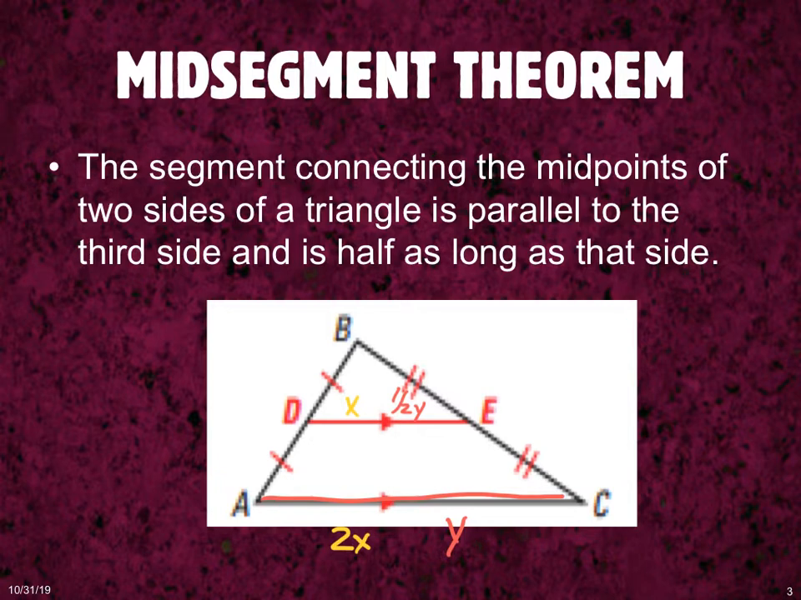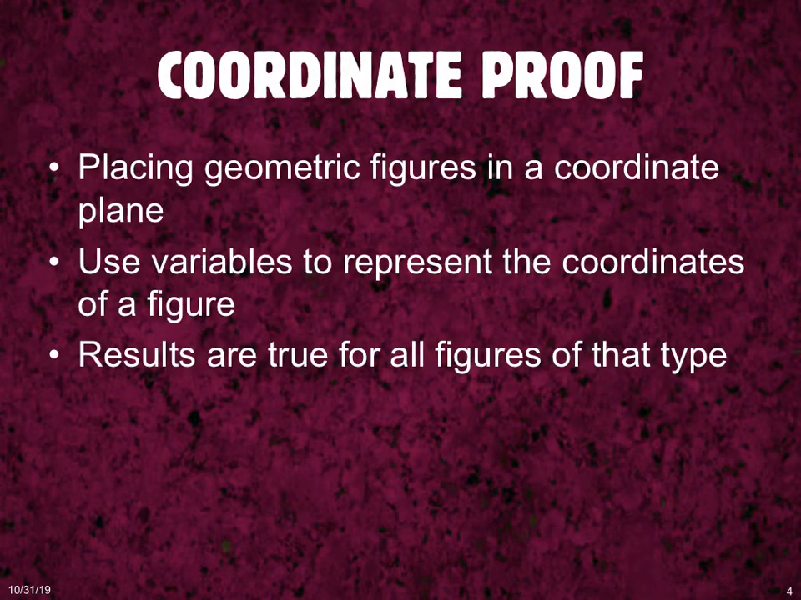Always, always, always. That's what we're looking at. And each one will always be half of the third side that it is parallel to. So each one has its own unique relationship with the line that it's parallel to. Each one is half of that longer line.